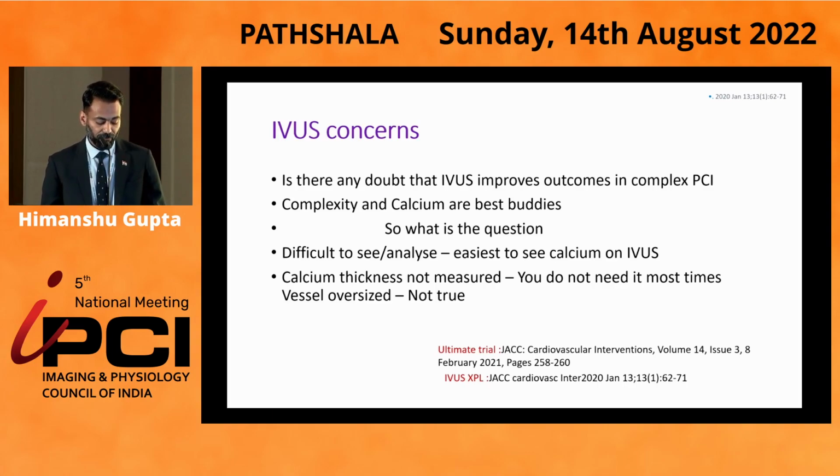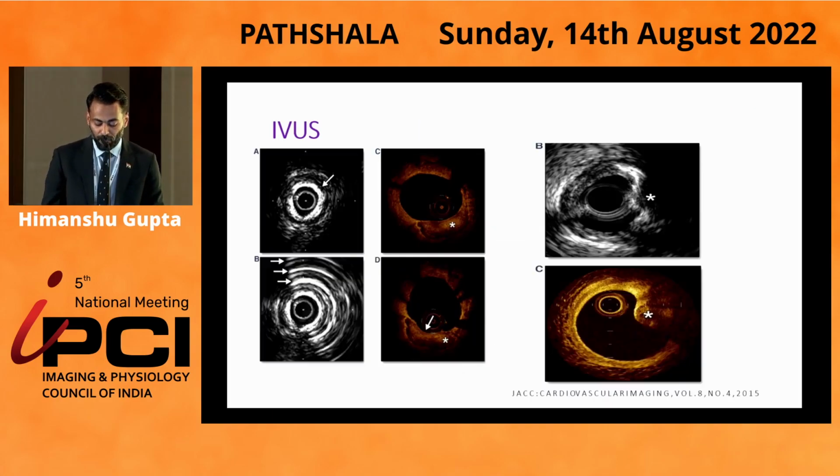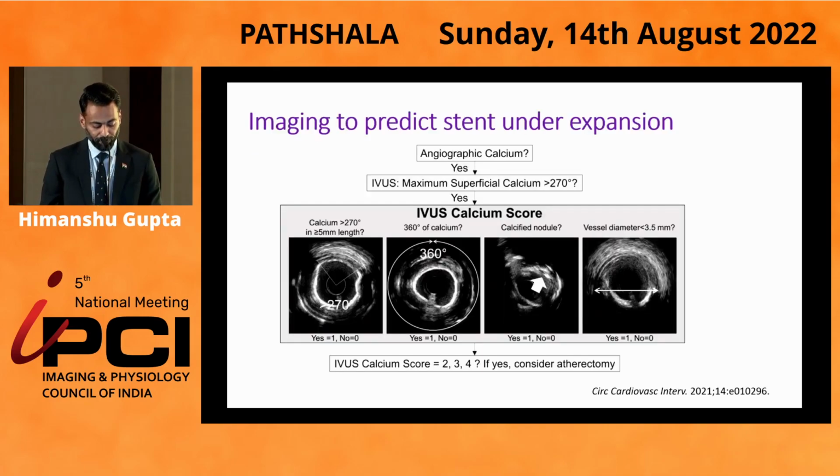And there is a concern that the vessel is oversized on IVUS, which is probably not true. So all these papers, 95% are Dr. Mintz's papers, so we are honored that he's there. We can see calcium very nicely, as on the left panel, and somewhat more with difficulty on OCT. And even the calcified nodule, which is very bright, is seen very nicely on IVUS and also on OCT.